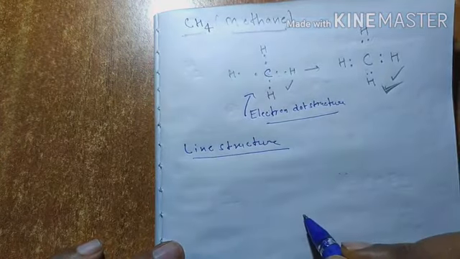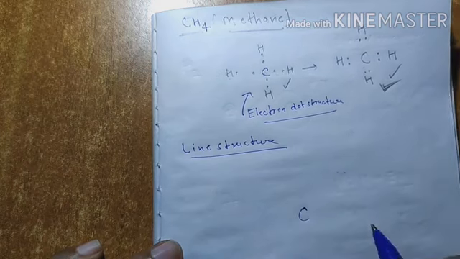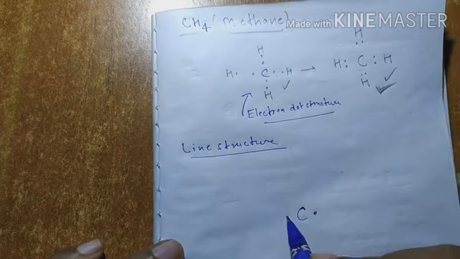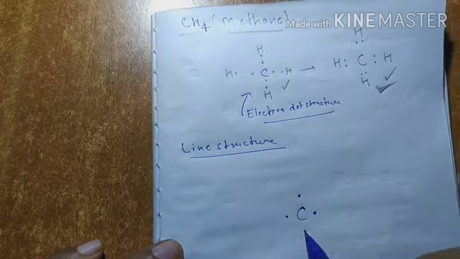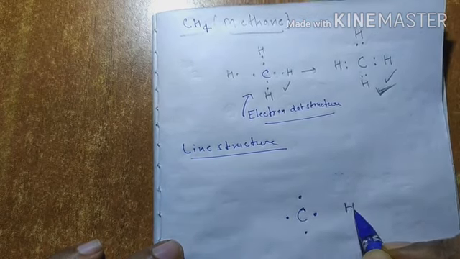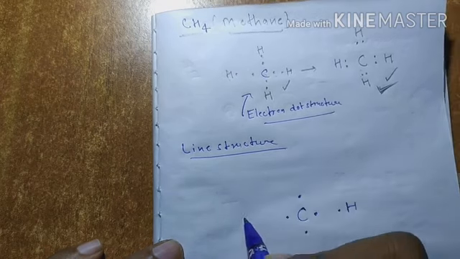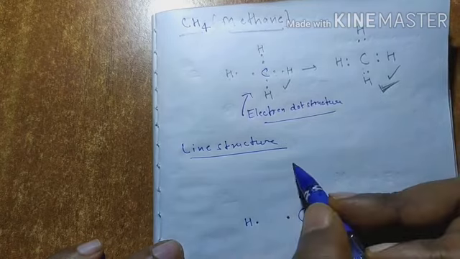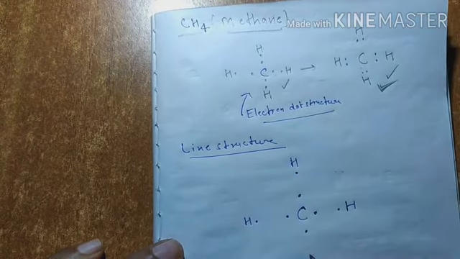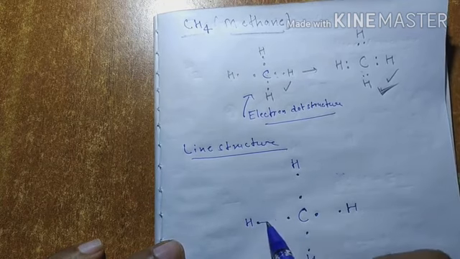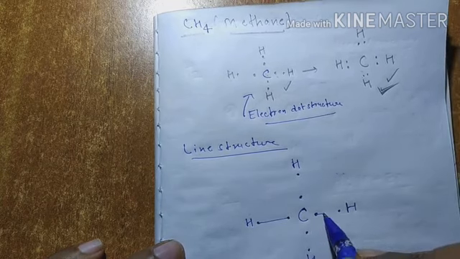So again, the carbon atom is here, with one electron, one electron, one electron, one electron. Hydrogen, there is one electron, hydrogen, one electron, hydrogen, one electron, hydrogen, one electron. Now the bond is formed.